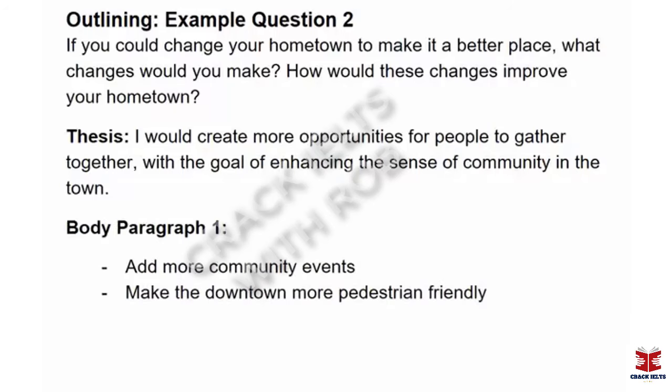Let's look at some details now. This is how that could look in your body paragraphs. The first body paragraph is the changes, and there are two changes here that we could write about. The first one, to add community events. Community events could be things like concerts or theater performances, festivals or parades or something like that. Adding more of these things to the community could be one change that would help bring people together.